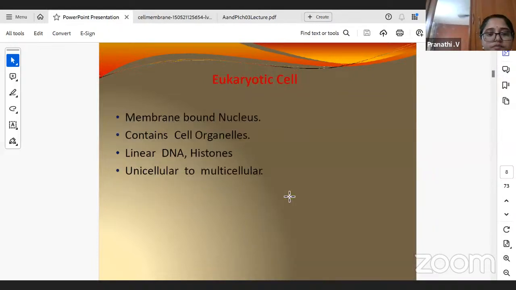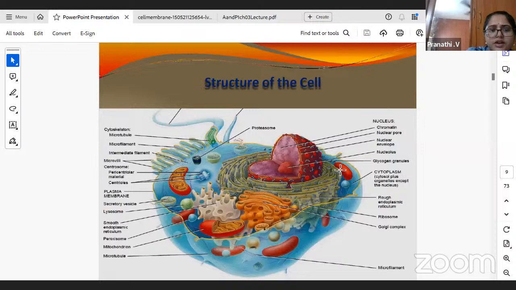So, when it comes to the eukaryotic cells, you have a membrane-bound nucleus, DNA, histones, all of these are present. And when it comes to the structure of the cell, you can see that this is the cytoskeleton. I think this is a good picture that I'm sharing with you. This is the proteasome. These are the microfilaments.